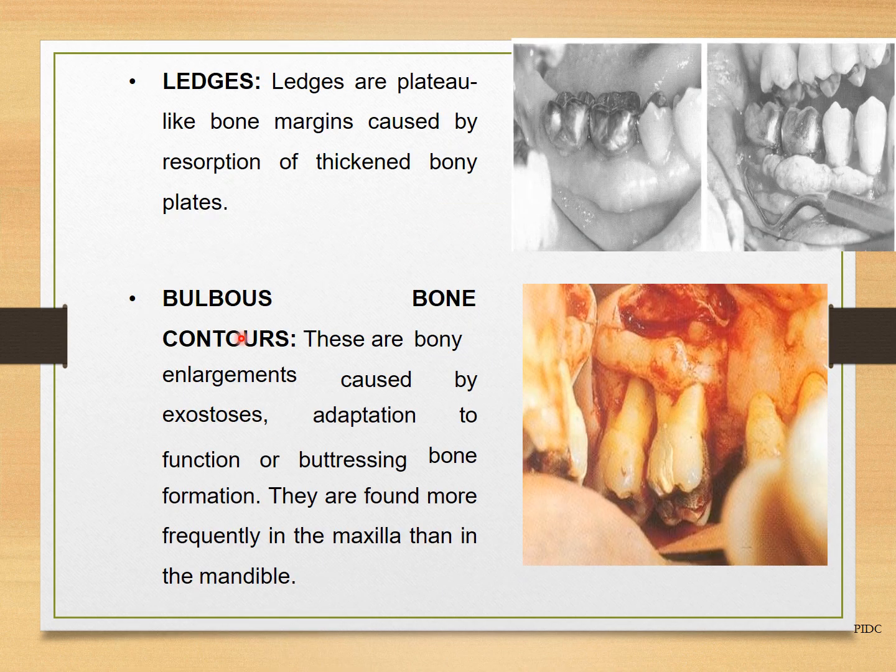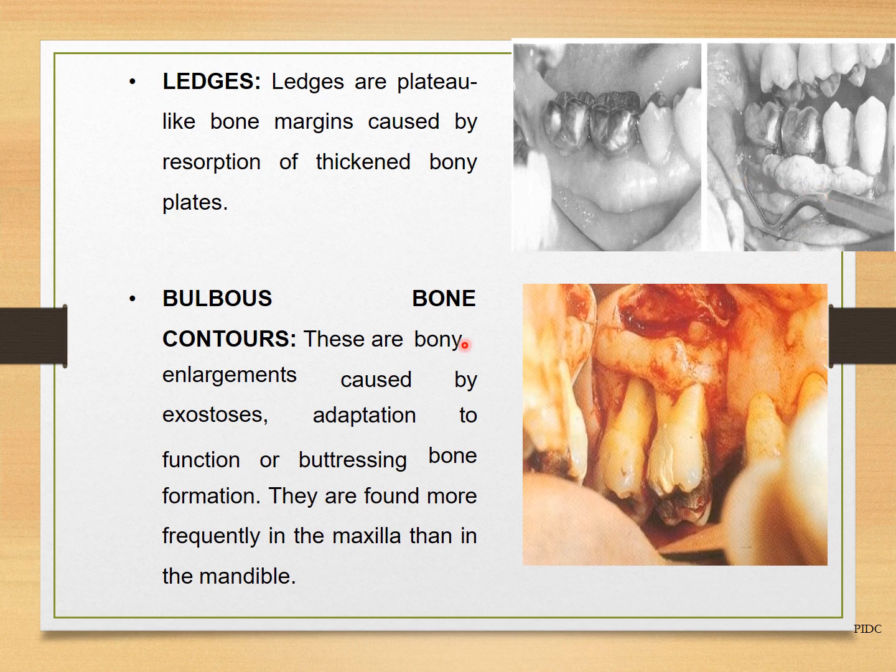And then coming to the next osseous defect, that is ledges. Ledges, as the name indicates, are plateau-like bone margins caused by the resorption of thickened bony plates. You can see these thickened, plateau-like regions. This picture shows more evidence of these ledges.